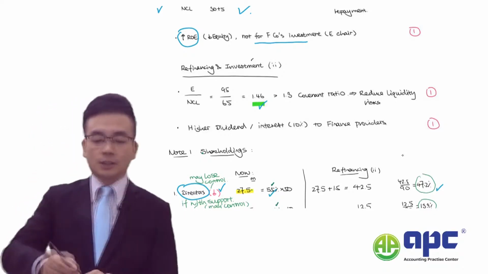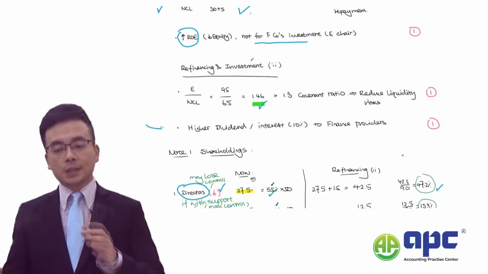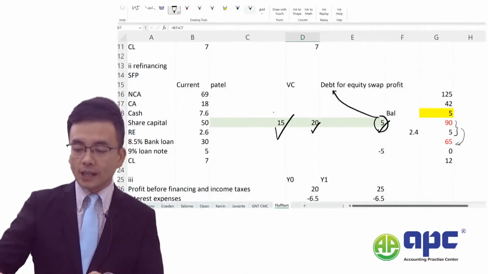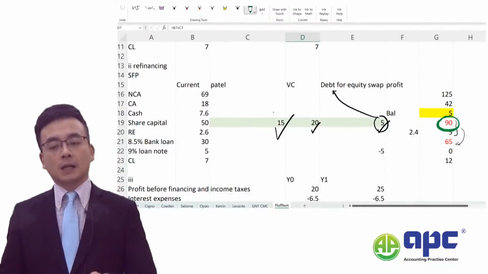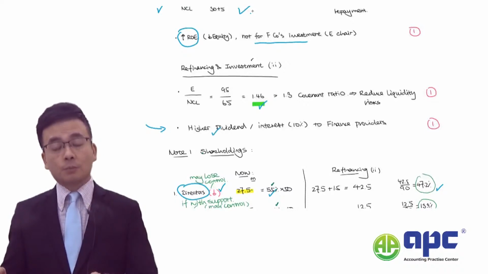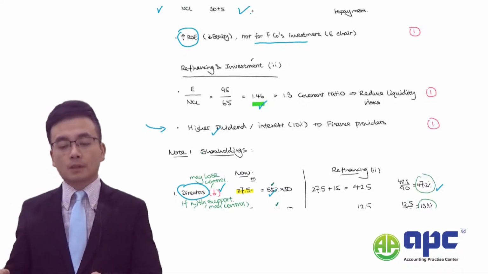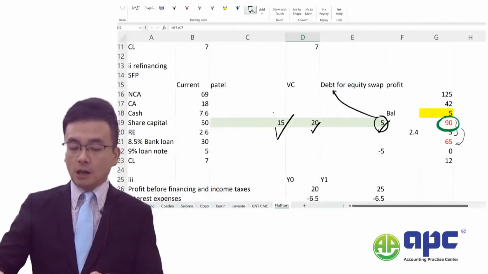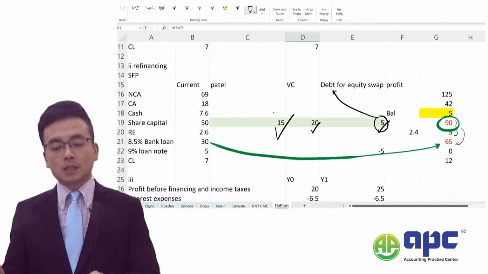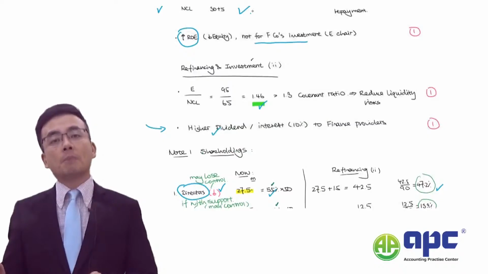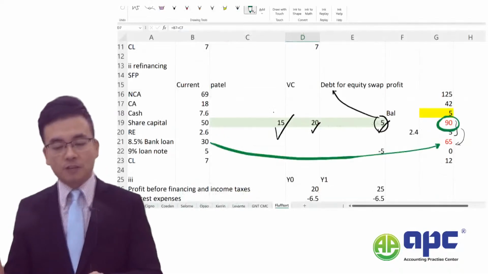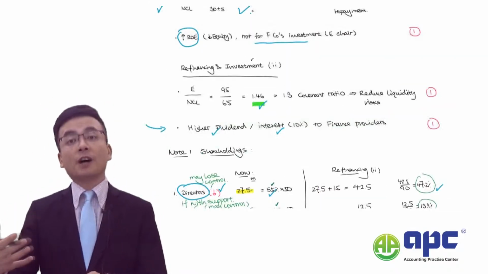But the downside of that, you can also make a comment on, is that for the second scheme, you are making, as you can see, the share capital much larger, to be 90 here. And that means that you've got higher pressure to pay more dividends to more of the shareholders. At the same time, the bank loan has doubled from 30 to 65. You've got more pressure to pay more interest, i.e. in this case at 10% instead of the original 8.5%. So you can make comments on that one for a technical mark.